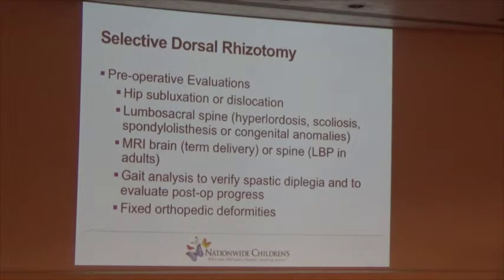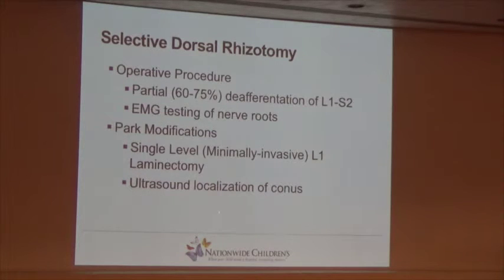We talk about pre-op evaluations, including looking for lumbosacral spine, scoliosis, spondylolisthesis, or other congenital abnormalities, including tethered spinal cord. We talk about gait analysis to verify the spastic hemiplegia and also determine whether there's no other dystonic component to the movement disorders. We also look for fixed orthopedic deformities because we're not going to fix that by taking the tone away. If they've got a contracture, that isn't going to go away, and that is still going to have to be dealt with by the orthopedic surgeons after the dorsal rhizotomy.